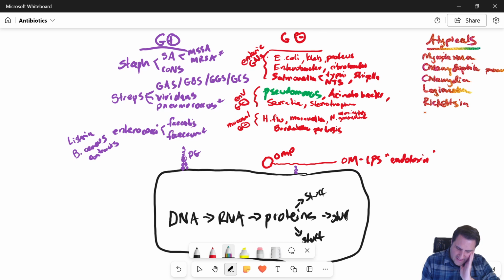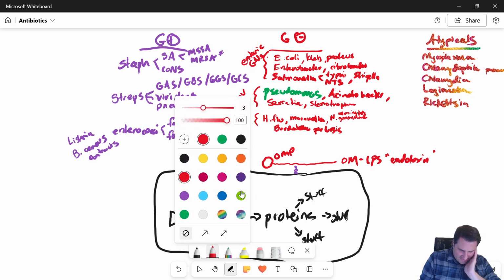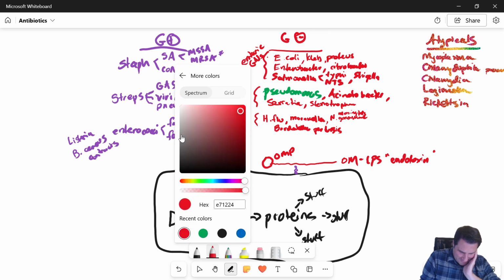All right, so we got our atypicals covered, and then what do we have? We have another group of bacteria. Let's select our own color, shall we? Let's have a nice brown. There we go, that's brown enough.